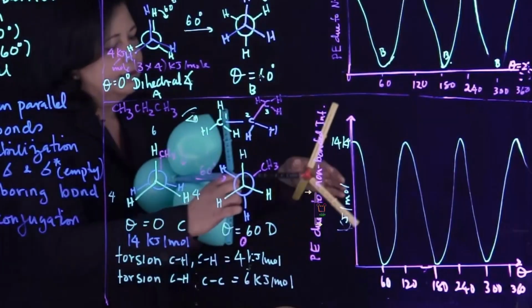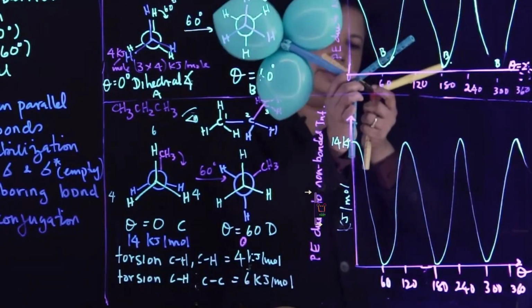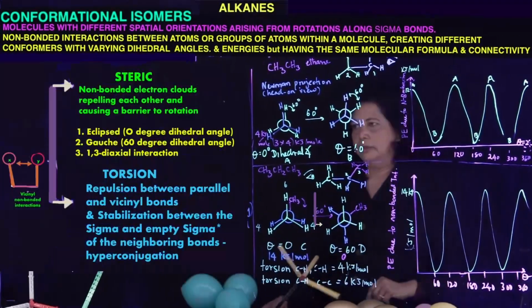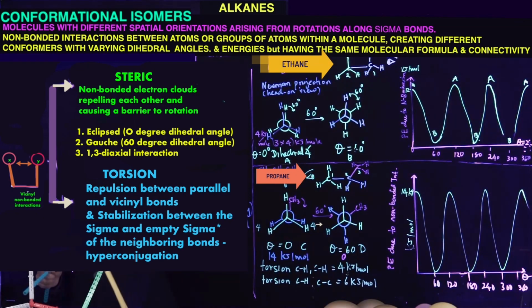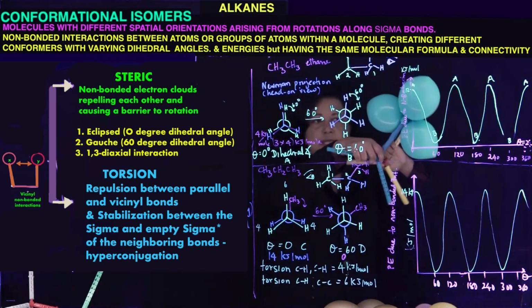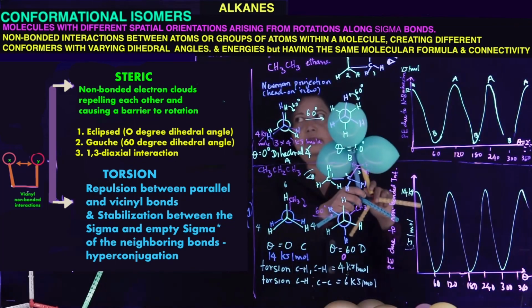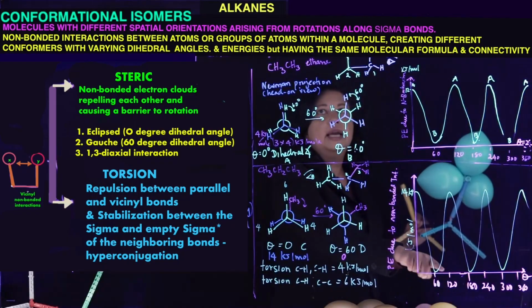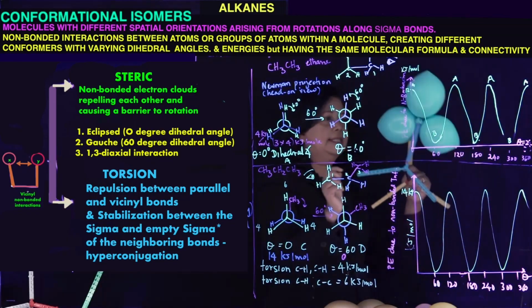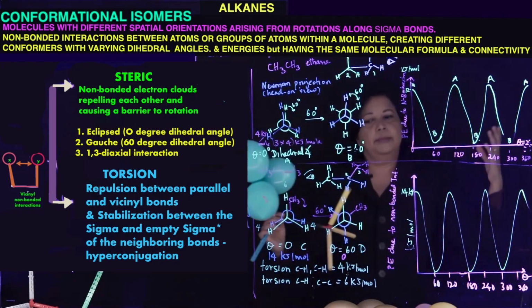So that's conformational isomers for you. Each one of these is a conformer, but we are only drawing it in 60-degree increments. If you change the angle, you get a different conformer. So these are just different spatial orientations arising from rotations along sigma bonds. Non-bonded interactions between atoms or groups within a molecule create different conformers with varying dihedral angles and energies, but having the same connectivity. We never broke a bond or moved a bond or made new bonds.